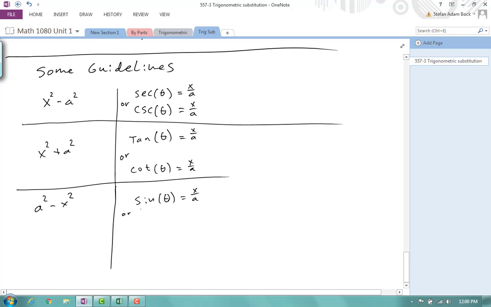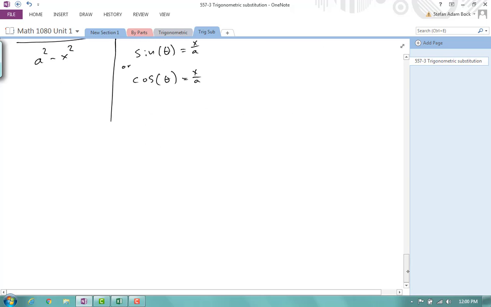Or, again, for the third time, depending on where you label your angle theta on your triangle, you'll be using cosine. Now, the guidelines are there to kind of help things move along, but really, you should be drawing the triangle as your first step for every single one of these, because you're going to need the triangle at some point in the problem.